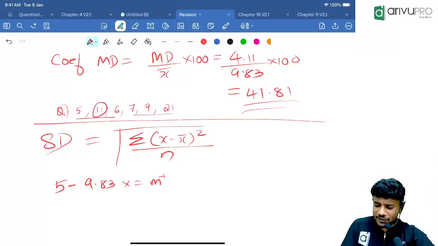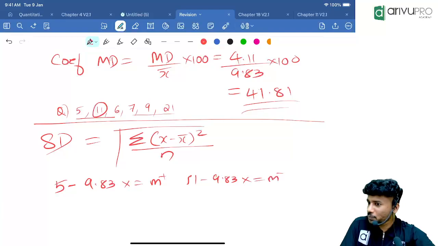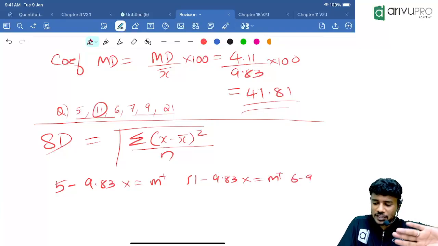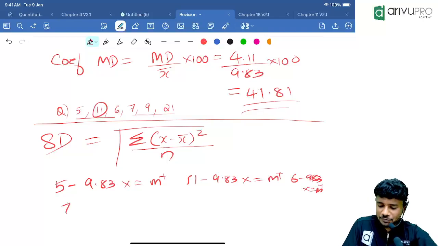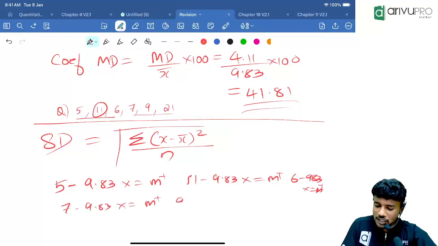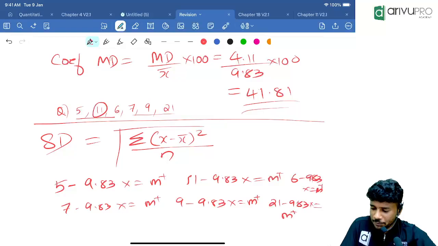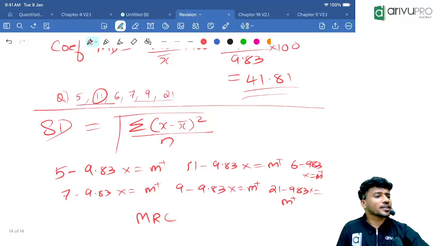Then 11 minus 9.83, our mean, into equal to, M plus. 6 minus 9.83 into equal to, M plus. 7 minus 9.83 into equal to, M plus. 9 minus 9.83 into equal to, M plus. Finally, 21 minus 9.83 into equal to, M plus. Then which button will you click? The MRC button on your calculator.